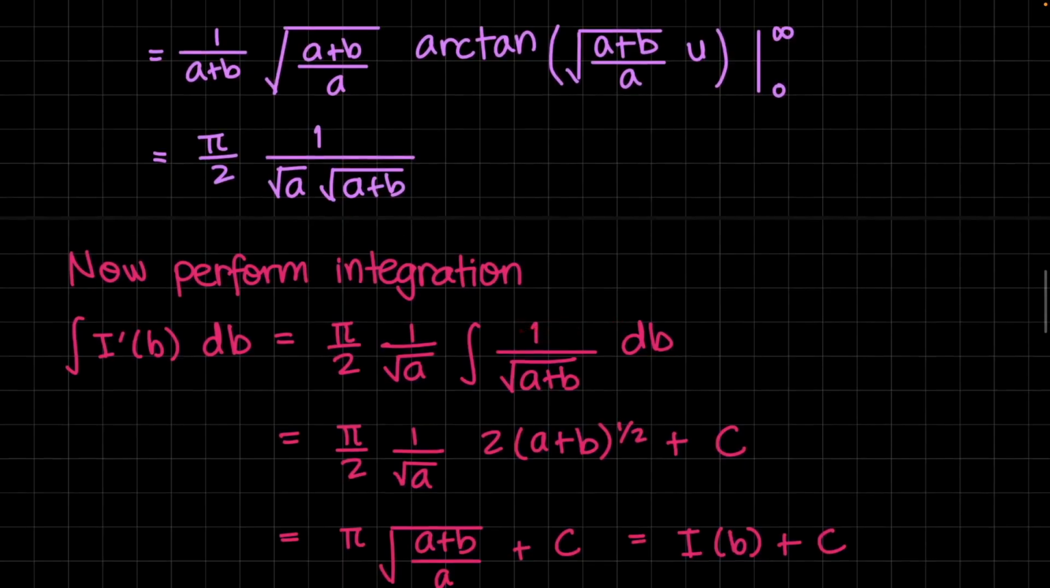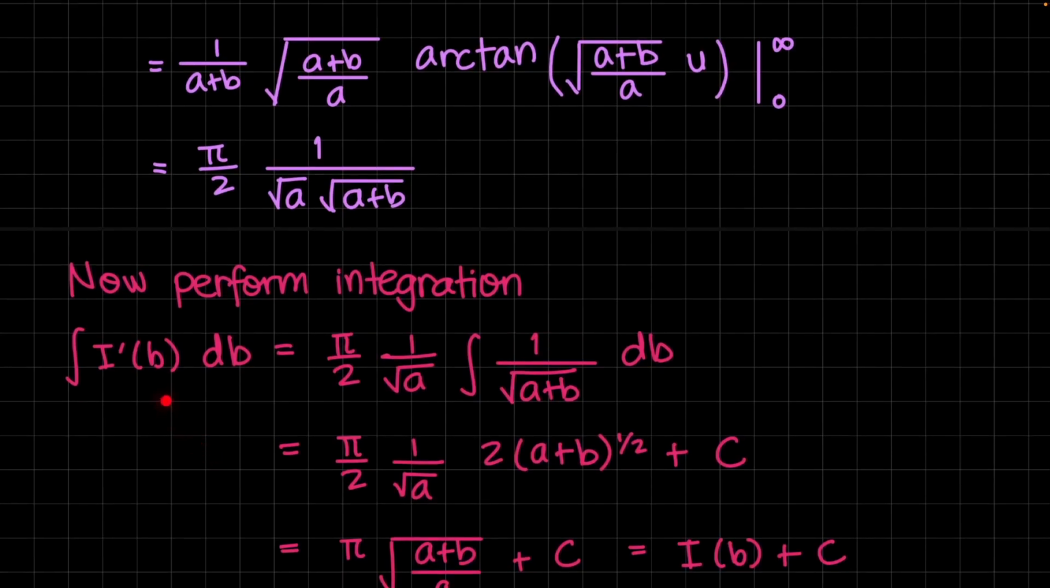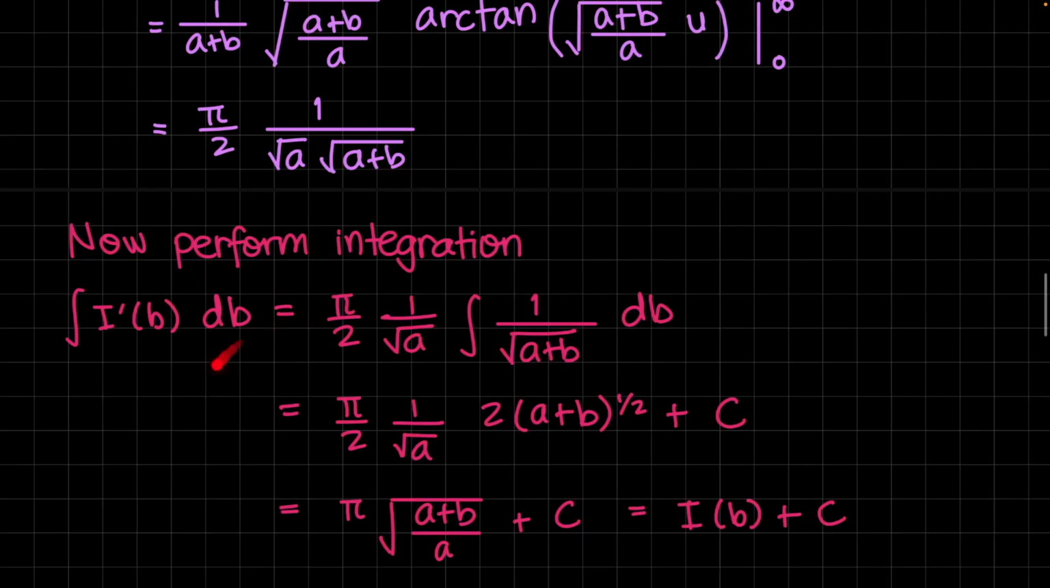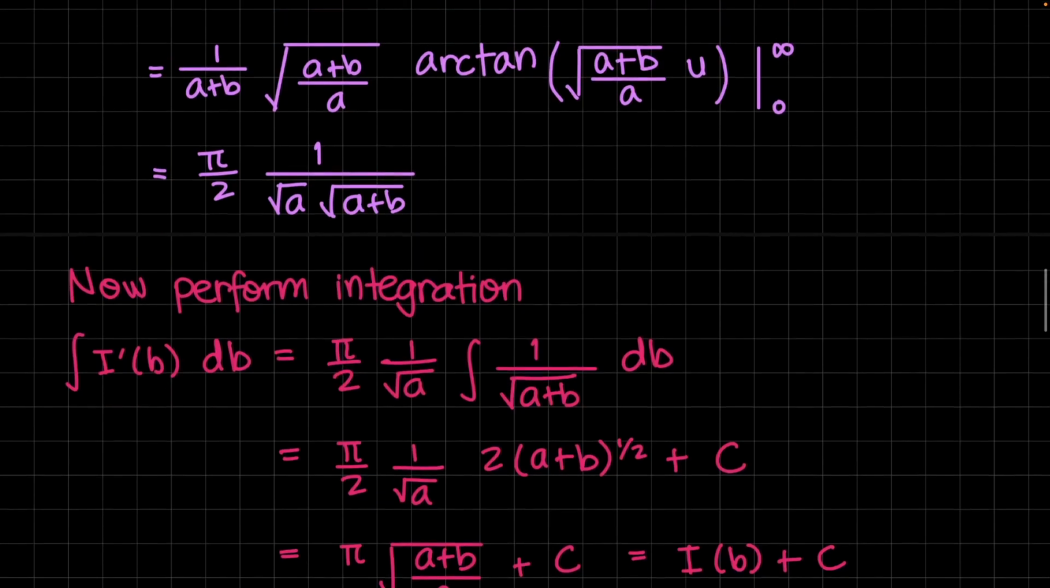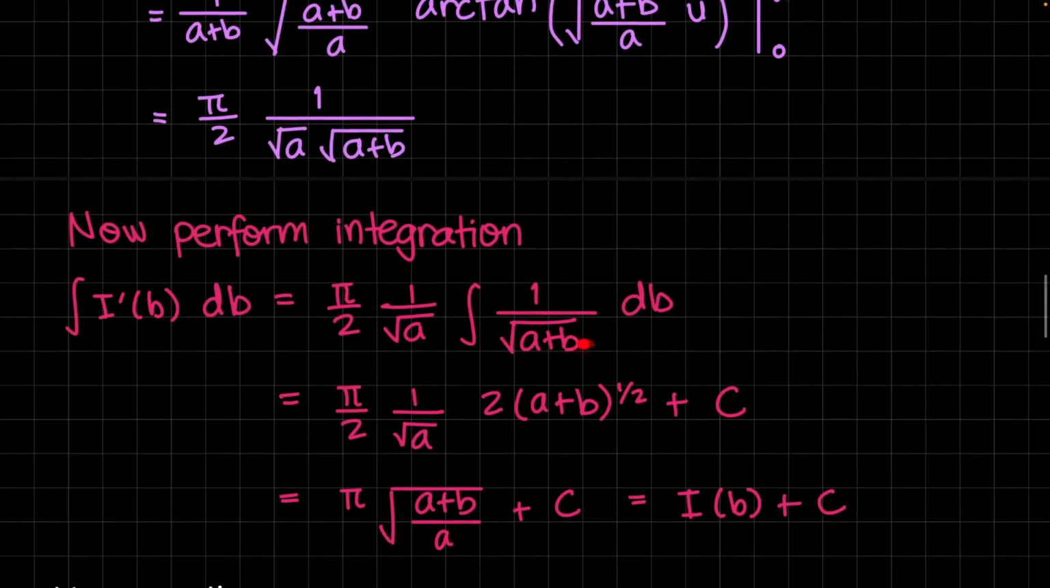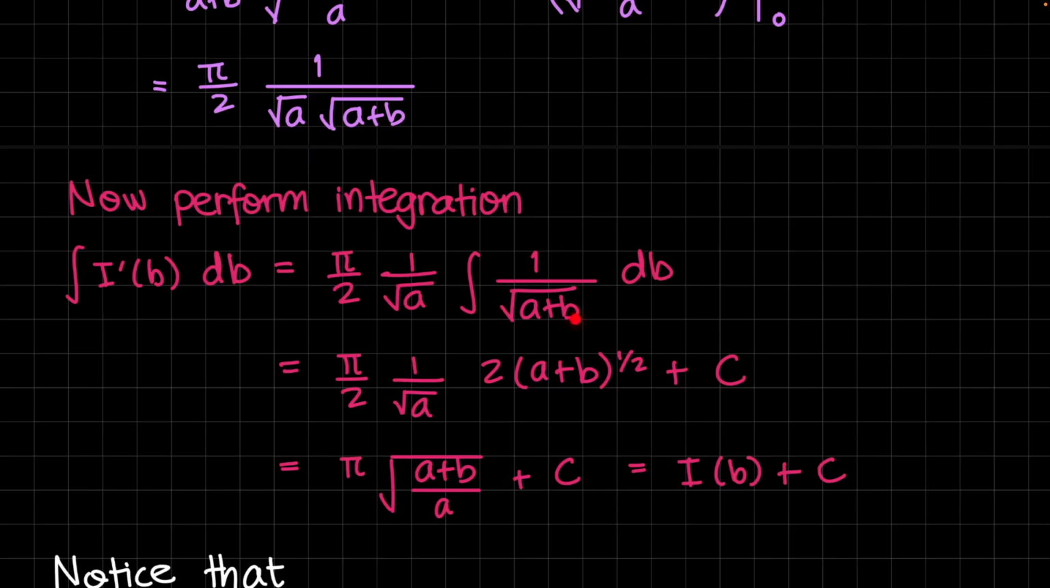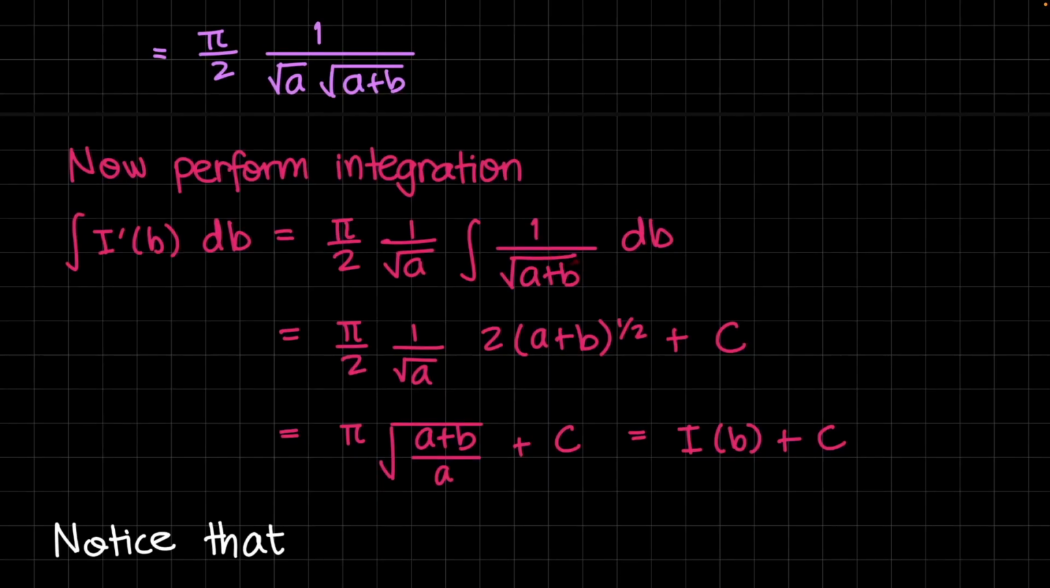Now if we perform the integration, so we have I prime of b. To get I of b, we'll have to take the antiderivative, and doing that will give us I of b plus a constant of integration. So taking the antiderivative of I prime of b, and we know what I prime of b is, it's pi over 2 times 1 over square root a times the integral of 1 over square root of a plus b db. This is again one of those standard integrals whose antiderivatives you should know. So pi over 2 times 1 over square root a, we have 2 times (a plus b) to the 1/2 power plus c, because it's an indefinite integral.